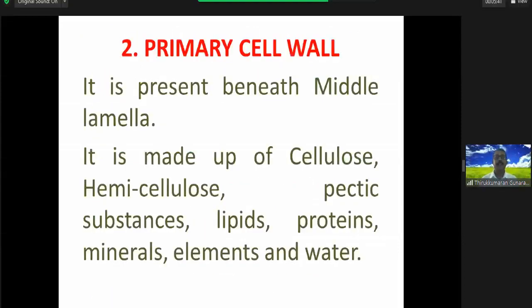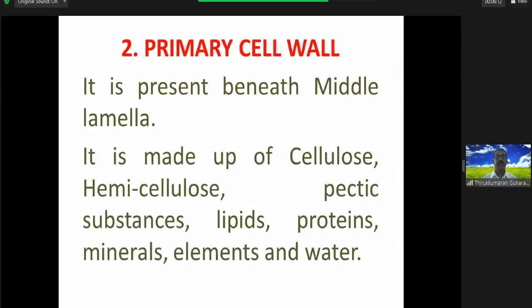Then, about the primary cell wall: what other things are incorporated there? It is made up of cellulose, hemicellulose, pectic substances, lipids, proteins, mineral elements, and water. Everything is there in the primary cell wall. It is next to the middle lamella. The middle lamella is like a cement put down between two walls.